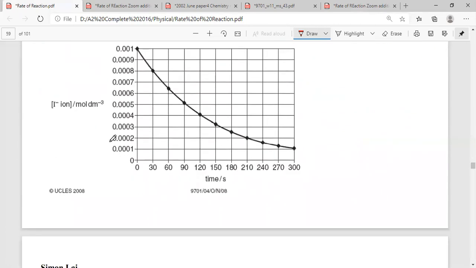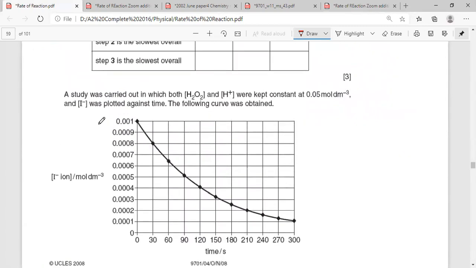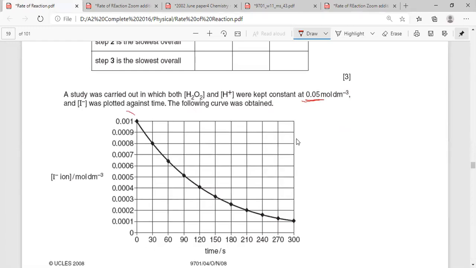Now here they ask you, a study was carried out in which both the H2O2 and the H plus were kept constant. Remember? You can see here this is very much in excess compared to the original concentration of your I minus. 0.05, 50 times more. Never mind. I minus here, you can see it's a curve, right? Concentration of reagents versus time. Remember, if it's a straight line graph, it would be 0 order, isn't it? Curve can be a first order or a second order.